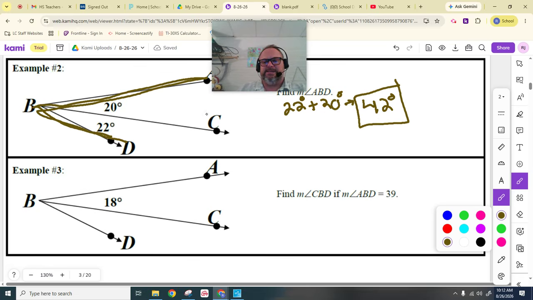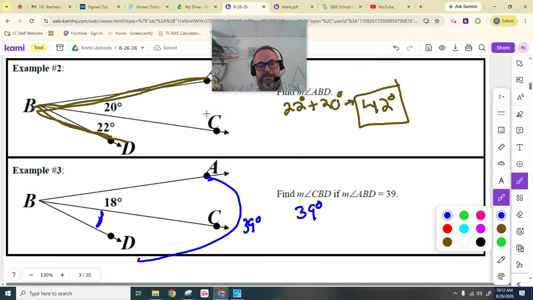Now, example 3. I'm looking for this angle here. All of this is 39 degrees. Subtract. So we have 39 degrees minus 18 degrees is 21 degrees. Okay?